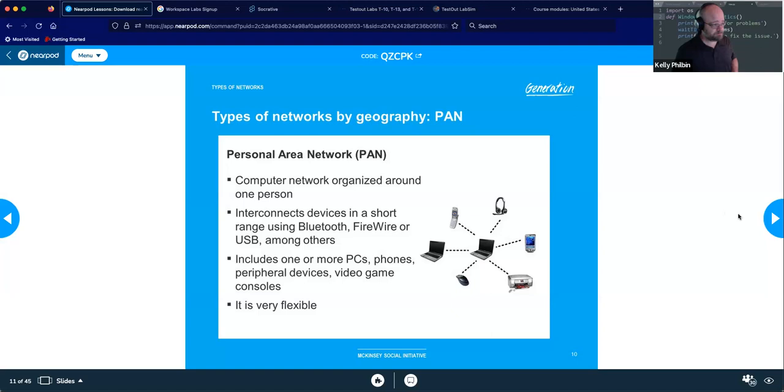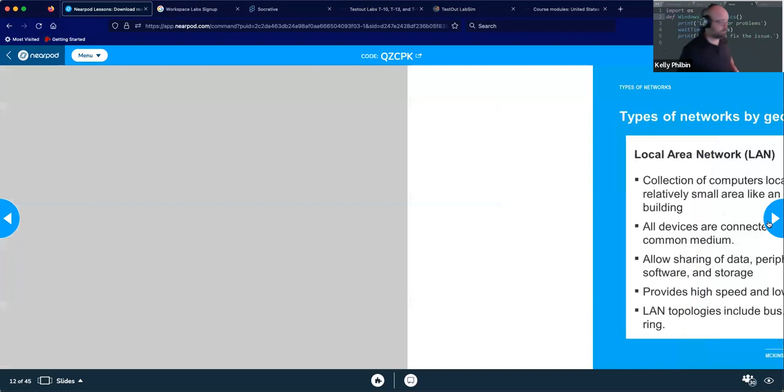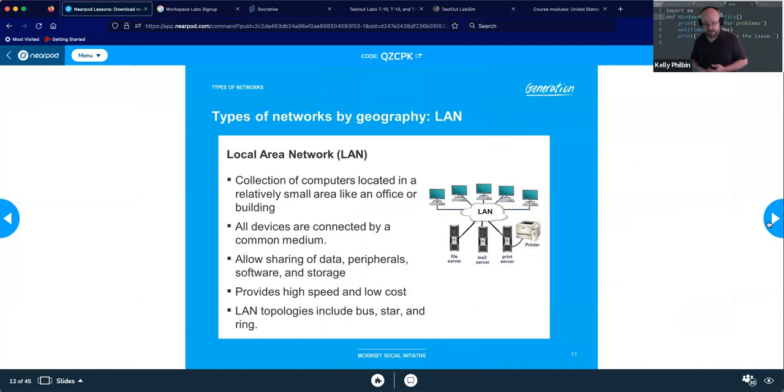Let's step it out a bit. To the LAN, or the local area network. So this is essentially a collection of computers, relatively small area, typically confined to an office or a single building. All the devices are connected by a common medium, be that Wi-Fi, fiber, which would be really expensive, coaxial, or twisted pair, which is the most common. It allows for the sharing of data, peripherals, all that kind of fun stuff. You can have servers attached. The topologies that we were just discussing before, the bus, the star, the ring, mesh, all that can be done in LAN protocols. And the nice thing about it is it's high speed at a low cost.